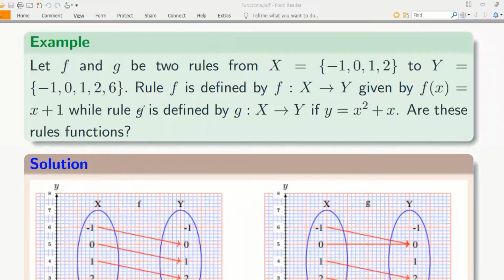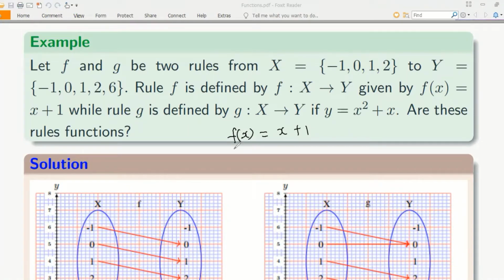Now, let me define what this rule means. We've been told that f assigns elements of X to those of Y, and is given by f of x is x plus 1. What this means is that if the object is x, the image will be x plus 1. That's what it really means.